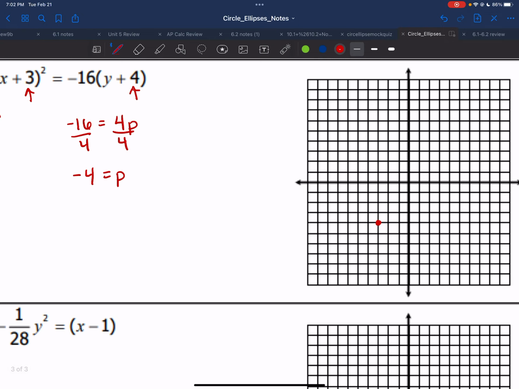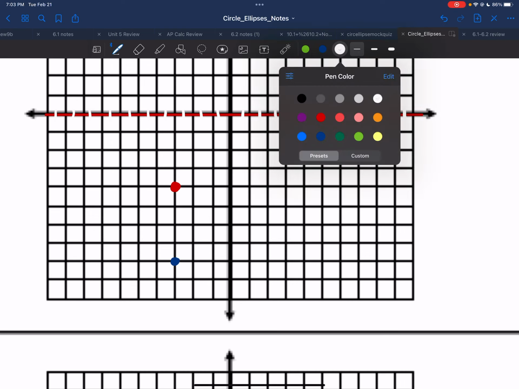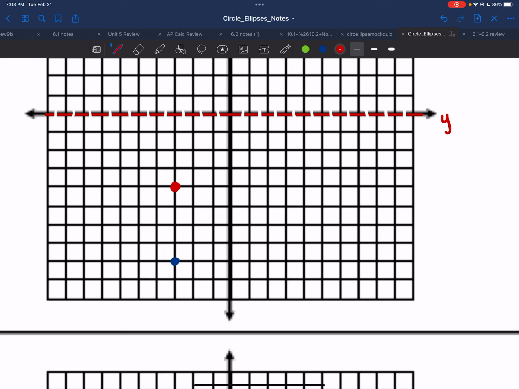So let's go ahead and make a blue dot for my focus. So I'm going to go down 1, 2, 3, 4. So there's my focus. And then I'm going to go up 4, and that will give me my directrix right there. And I'll go ahead and mark this as much as we can like a dotted line. Not quite, but not bad. And we want to go ahead and label what that value is. And we know that that value is equal to y equals 0, right?